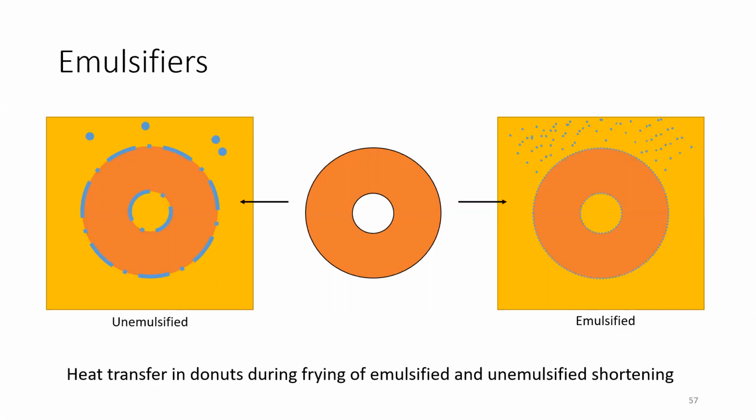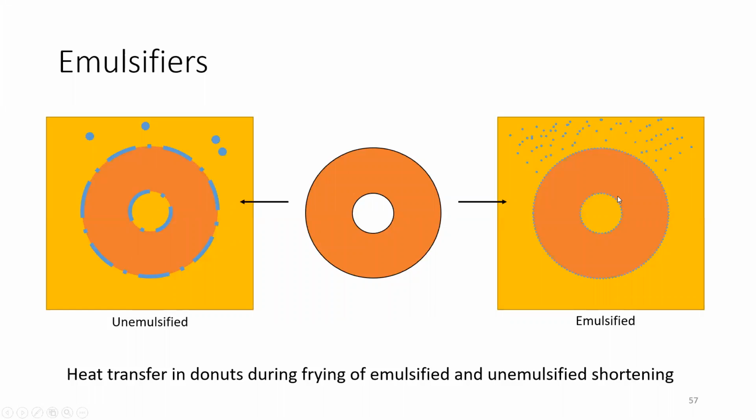In frying, it's nice to have an emulsified shortening. So this is a donut here. And if we have unemulsified shortening, of course, when we put that donut into oil, the water is coming out of that batter and going into the oil and then out to the atmosphere. And that's shown here in blue. But it creates this film on the outside as the water migrates out of that donut that is a cool spot. And so heat does not get into the donut as well. So it's going to have to fry for longer. It's going to pick up more oil. So it's going to be a greasy product.